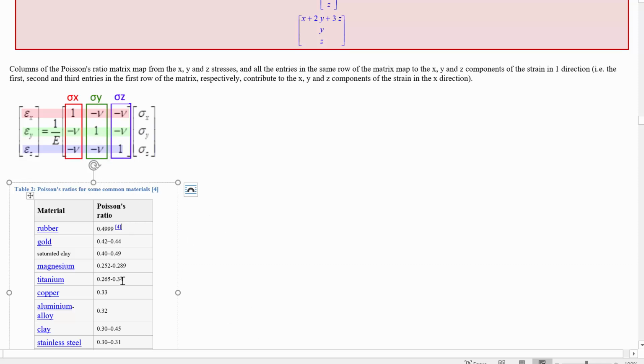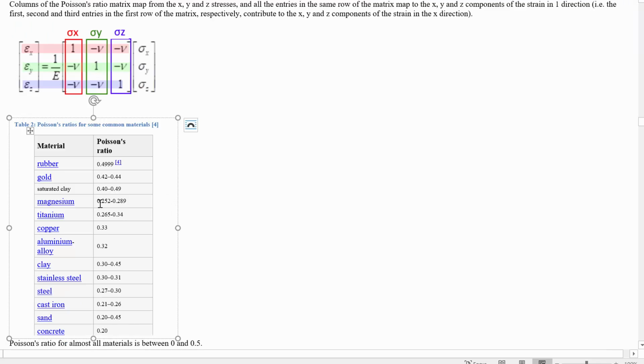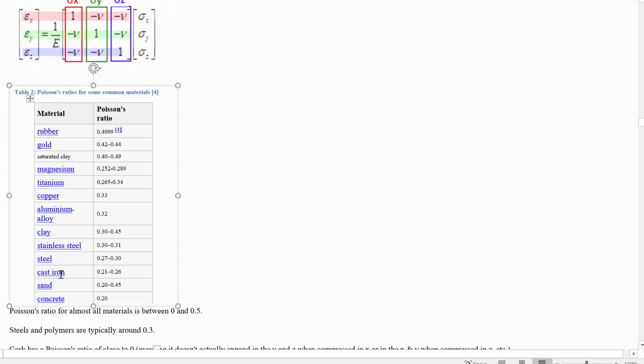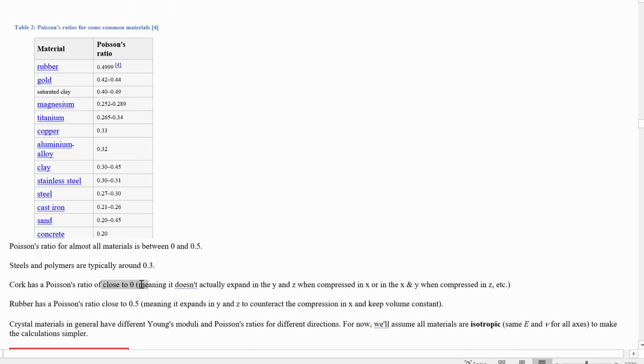A material with no Poisson's ratio, though, like, well, we don't have one here, but cork has a Poisson's ratio of very close to 0. That means it doesn't actually expand in Y and Z when you compress it in X. You can picture holding a cork or a sponge, right? And you push on it in one dimension and it doesn't expand in the other. So that's what a very low Poisson's ratio is like. Compare that to rubber, which when you push on it in one dimension, it expands in the others by exactly what you lost. Another example of a very high Poisson's ratio is a water balloon, right?